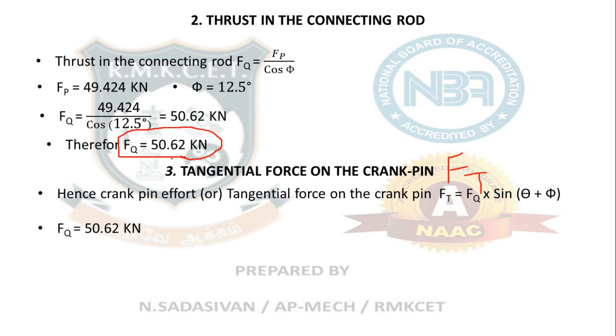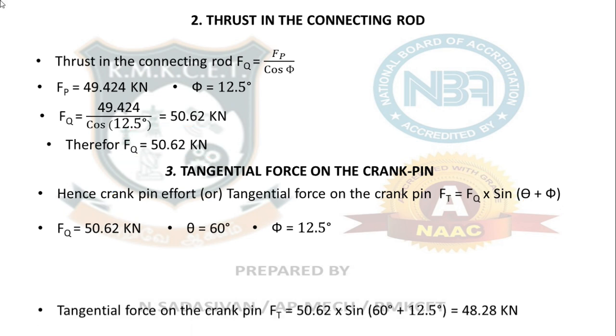Bring that here. I am just rewriting it. You don't have to write it again. Just to tell you that this is written here, I have listed it here. You should not think that it has come from somewhere. You have calculated already. Fq is equal to 50.62. Okay. So next, what else is there in the formula? Theta. Theta is 60 degree. Phi is 12.5 degree. I know these things already. Correct.